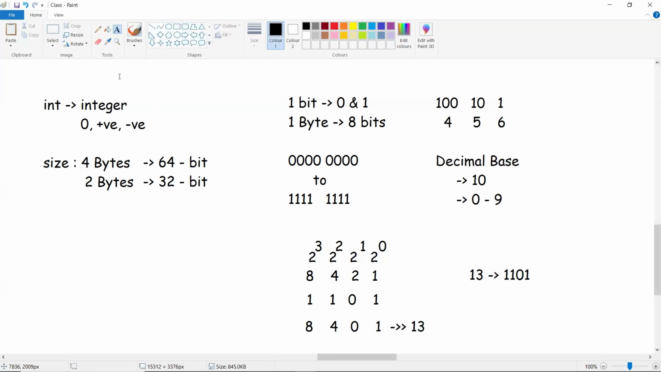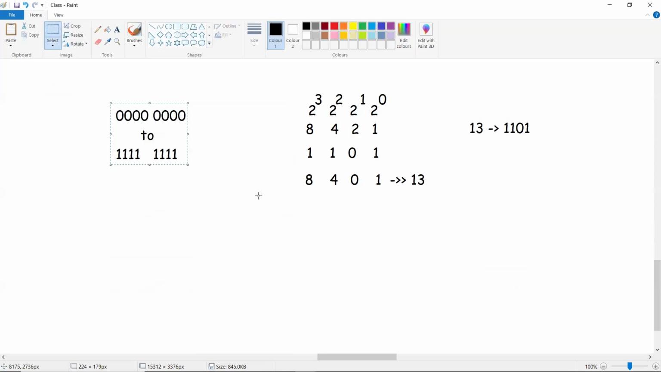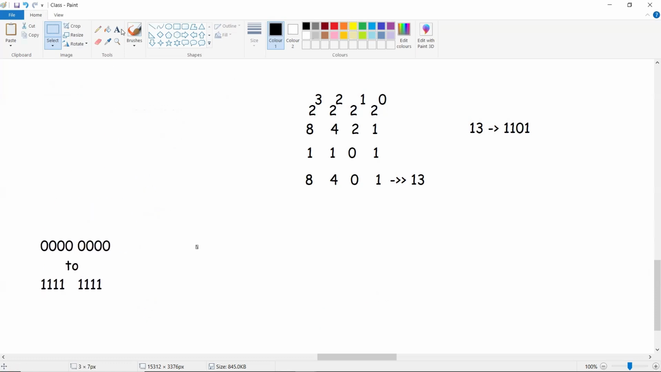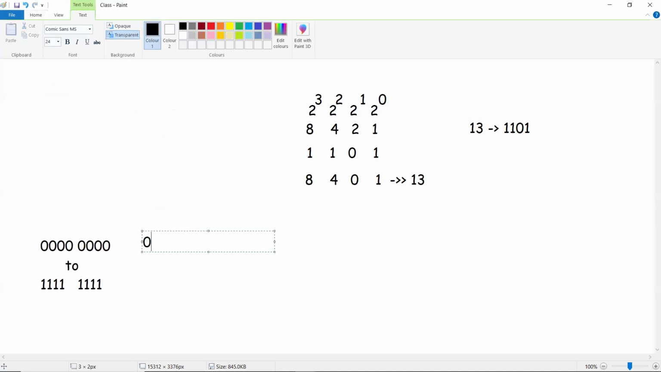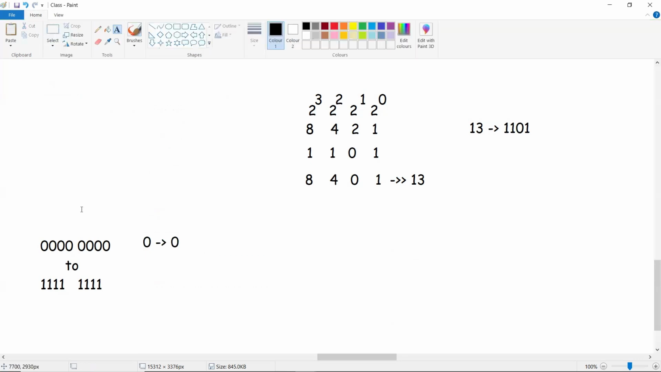Similarly, let's try to understand what all these zeros and all these ones are. If all are zeros, the value would of course be 0 only. But if you say all ones, what are these all ones about? If you start doing that, it starts from 2 power 0, 2 power 1, 2 power 2, 2 power 3, 2 power 4, 2 power 5, 2 power 6, 2 power 7.